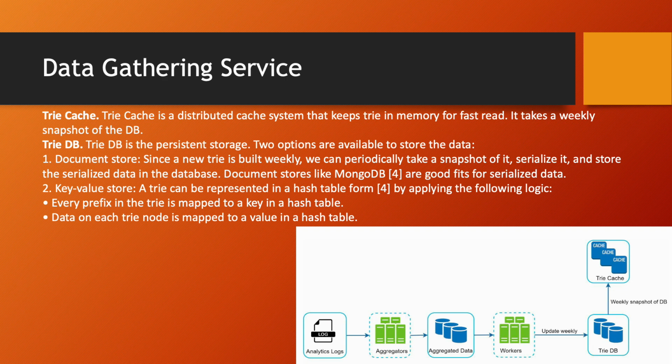It'll be some frequency, not weekly. Then the trie database. The trie database is a persistent storage. Two options are available to store the data. It could be a document store, or it could be a key-value store. Now generally it's a key-value store, because the trie can be represented in a hash table format by applying the following logic. Every prefix in the trie is mapped to a key in the hash table, and every data on each node is mapped to a value in the hash table.